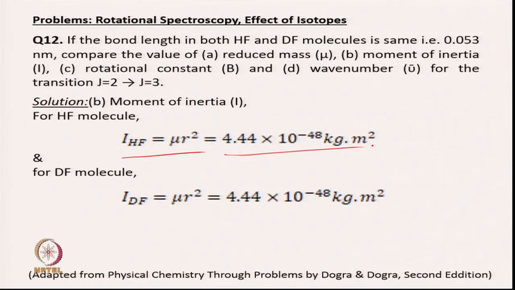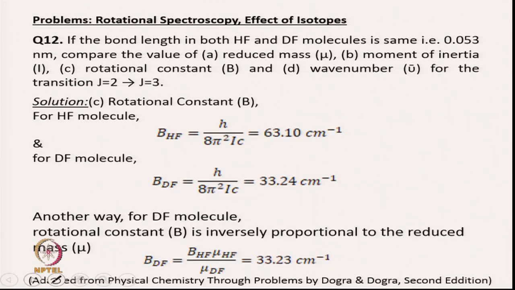And for DF, it will be almost double of that. This is wrong, so please correct it. Probably this is 8.88. You do the calculation, it is not very difficult. Why am I saying double? Because mu of HF is half of mu of DF. So, please make the appropriate correction.